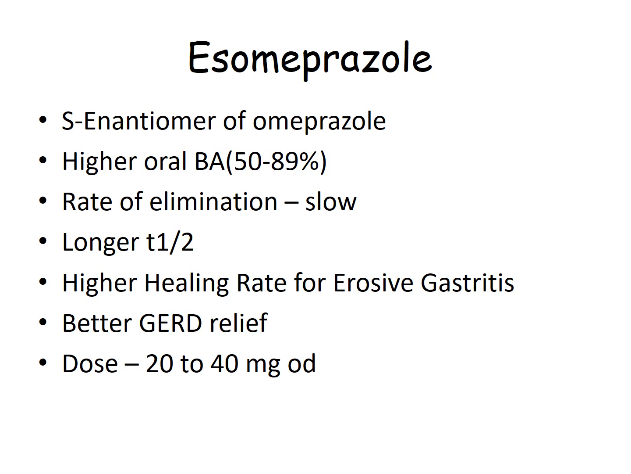S-omeprazole is an S enantiomer of omeprazole. Again, it has a higher oral bioavailability, and the rate of elimination is slow, so the T half is longer and the duration of action will be long. It also has a higher healing rate of erosive gastritis, is better for GERD relief, and the dose is about 20 to 40 milligram OD.